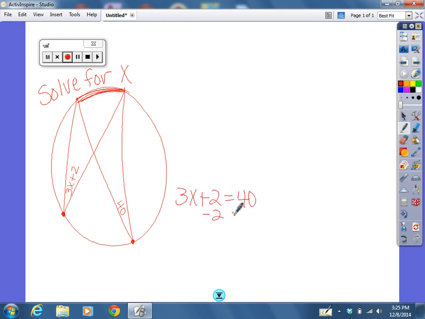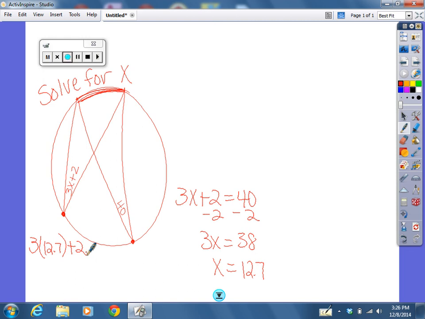So if I do that, I subtract 2, I get 3x is equal to 38, and then 38 divided by 3 is how much? 12.7. Not very nice looking, but that's okay. I just made it up. So that means x is equal to 12.7. I could check my work. I could plug back in 12.7 and times it by 3 and add 2, and it better give me 40.